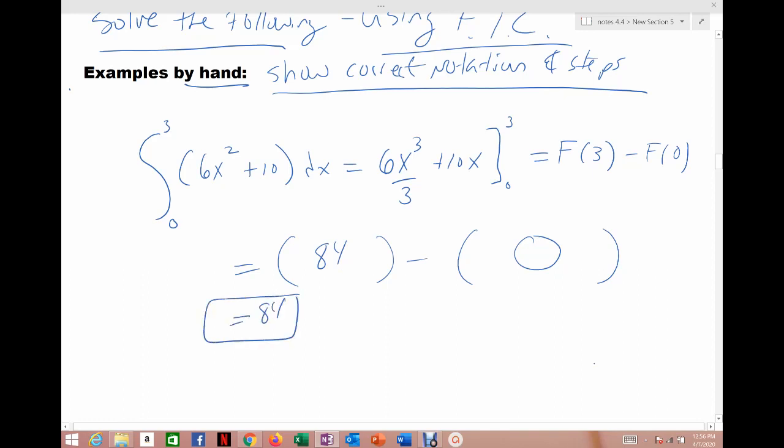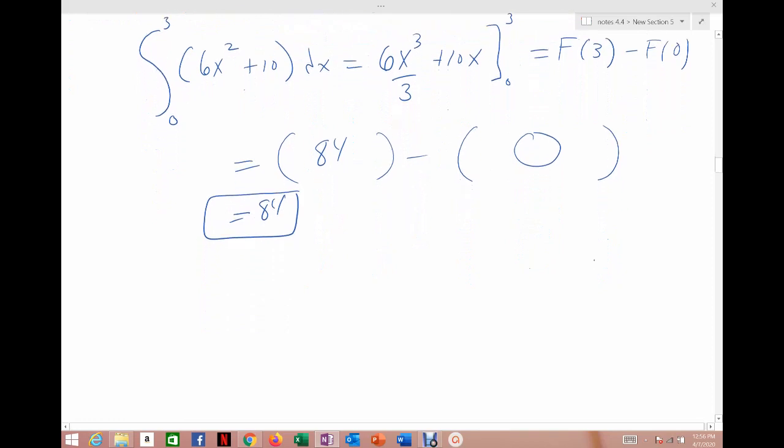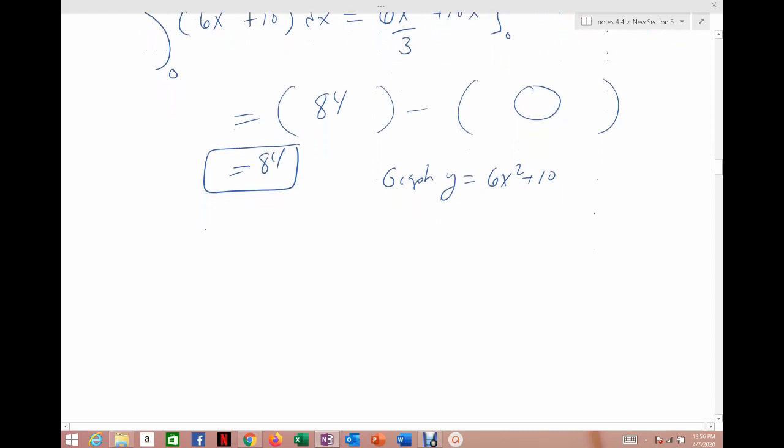All right, and to put that in context with a picture, that's what that integral equals. If we graph the given function, the given function was 6x squared plus 10. If you graph that on your calculator, it's a parabola that opens up. You'd have to make your window a little bigger because it's going to start at 10. We integrated from 0 to 3. My function's completely positive everywhere.